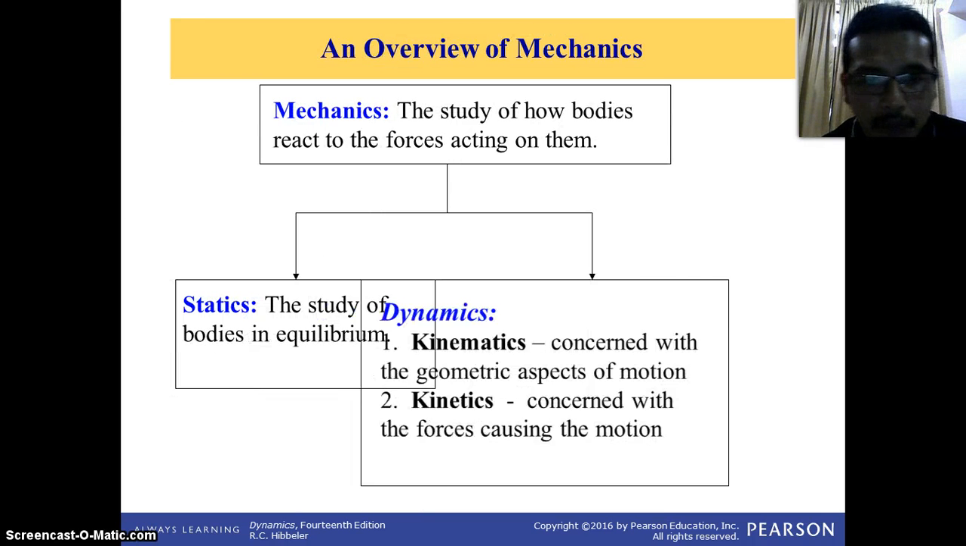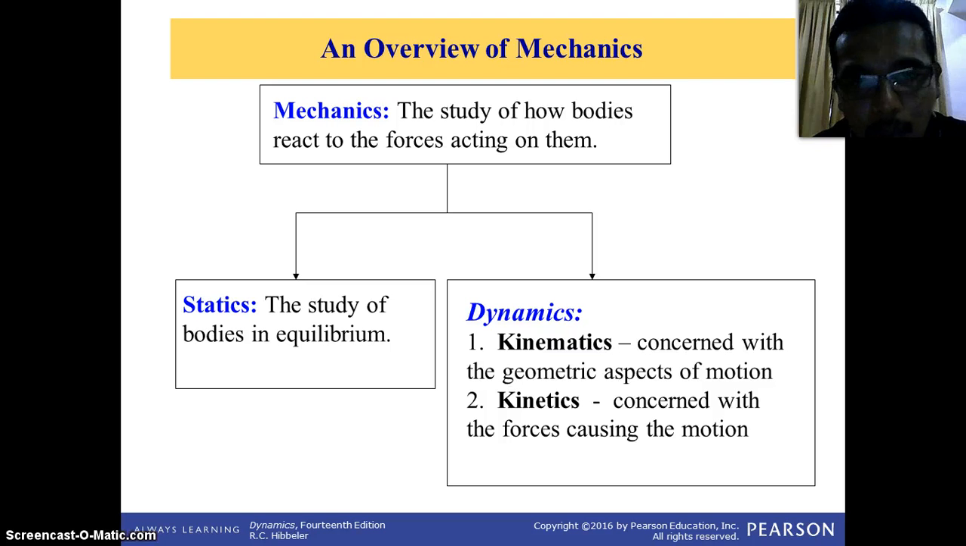Before we go further, I just want to give an overview and recap what we learned in mechanics and statics at the early beginning of the chapter last time. Mechanics is the study of how bodies react to the forces acting on them. From this we have two areas, statics and dynamics. Statics is the study of bodies in equilibrium, but in dynamics we have two parts, kinematics and kinetics. Kinematics is only concerned with the geometric aspect of motion, how you want to describe the motion.